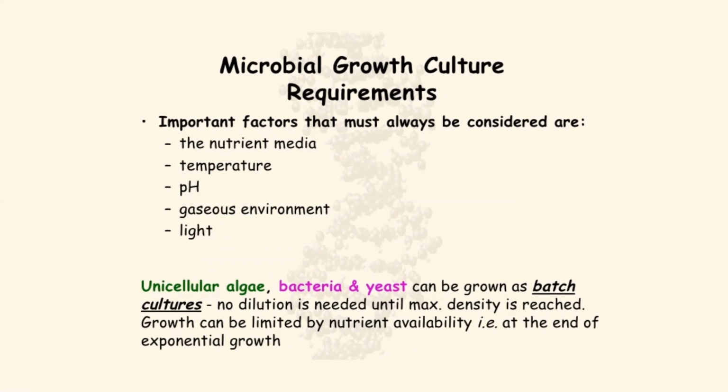And you can limit the growth by nutrient availability. So at the end of the exponential growth, there will be nothing left. Eventually, you can harvest the batch cultures and centrifuge them. You can have the cells if you're looking for the product inside the cells, or if the product is released into the medium, then you can have the medium as well. So you can use them for batch cultures. This is the good thing about bacteria and yeasts.